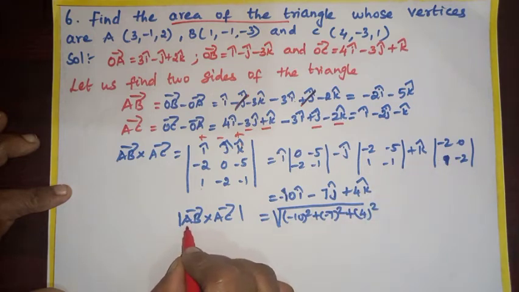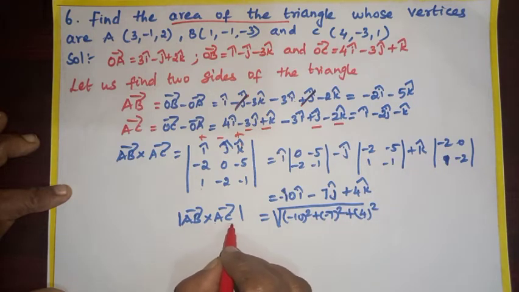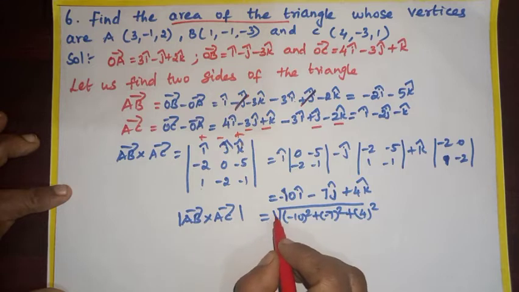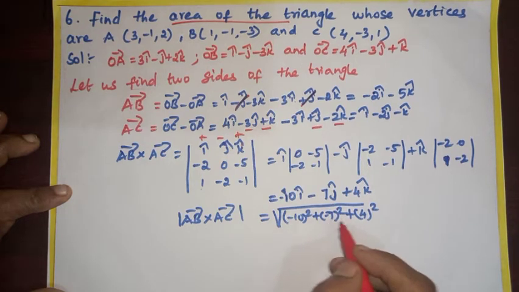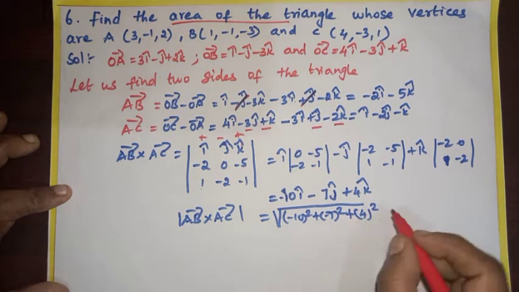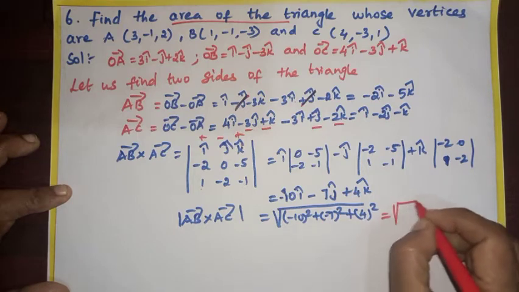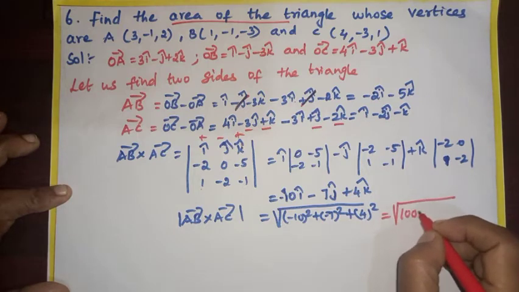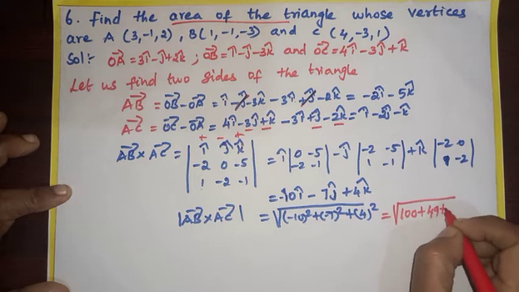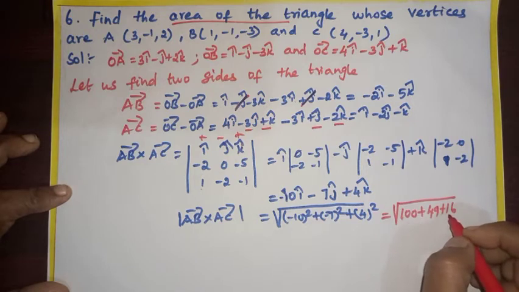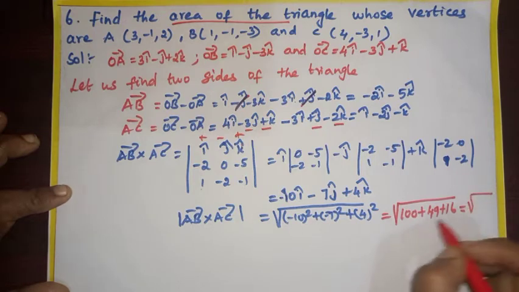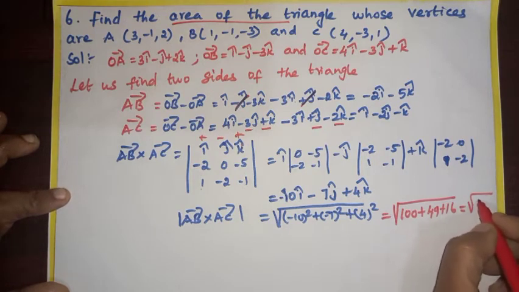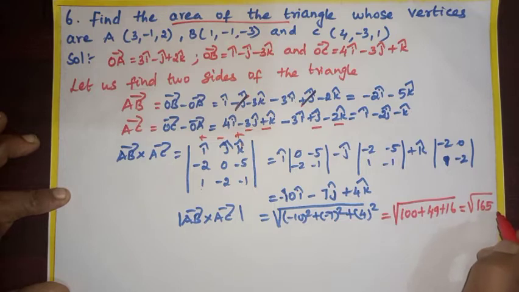Next we need to find the magnitude of vector AB cross vector AC, which is equal to the square root of coefficient of i, minus 10, the whole square, coefficient of j, minus 7, the whole square, coefficient of k, plus 4, the whole square, which is equal to 10 square is 100, plus 7 square is 49, plus 4 square is 16, which is equal to 100 plus 49 plus 16 is 165.